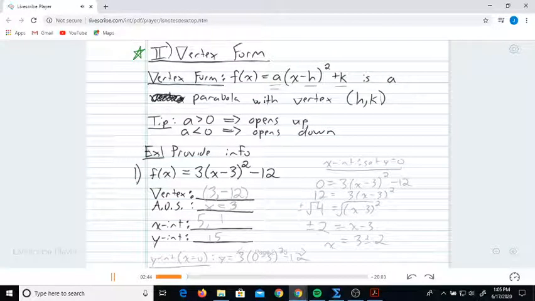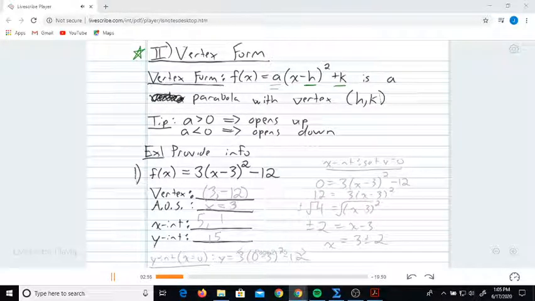You get vertex form by doing a process called completing the square. Now it's called vertex form because these constants h and k represent the vertex of the parabola. So that's pretty awesome. You can immediately identify the vertex when the function is in vertex form. It's right there in front of you. Now, there's a third constant, which we call alpha or a. If a is positive, the parabola opens up. If a is negative, it opens down. So a is just that leading coefficient.